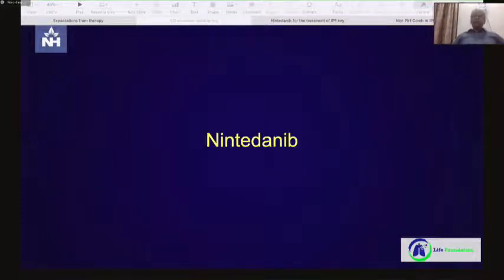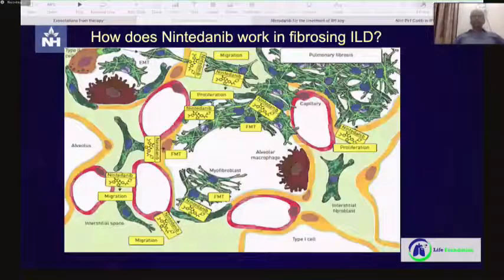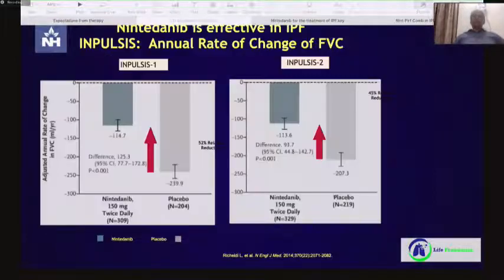How did nintedanib do? Nintedanib, we know, has multiple points of action, as this slide shows you. I'm not going to take you into details, but it works at almost every point where fibrosis kicks in. And this is because nintedanib is a triple kinase inhibitor. It doesn't work at only one point. It works at multiple points, through multiple targets. And nintedanib is also equally effective in IPF.